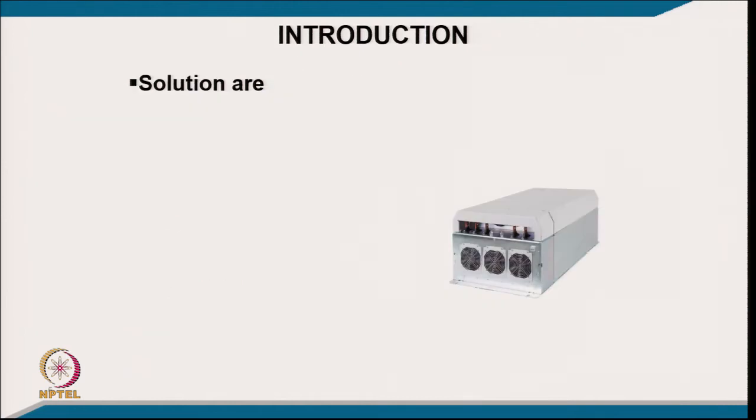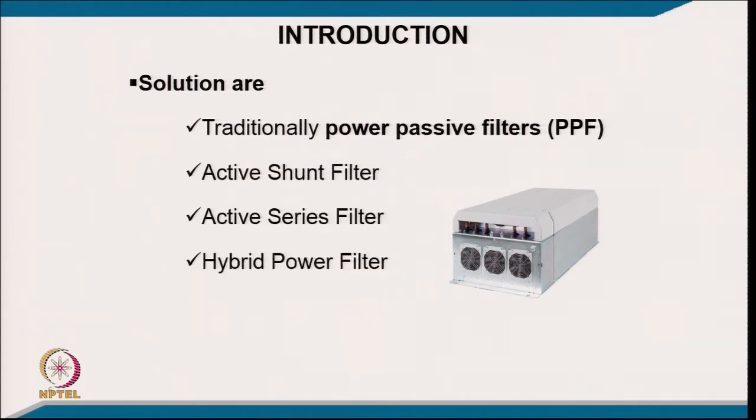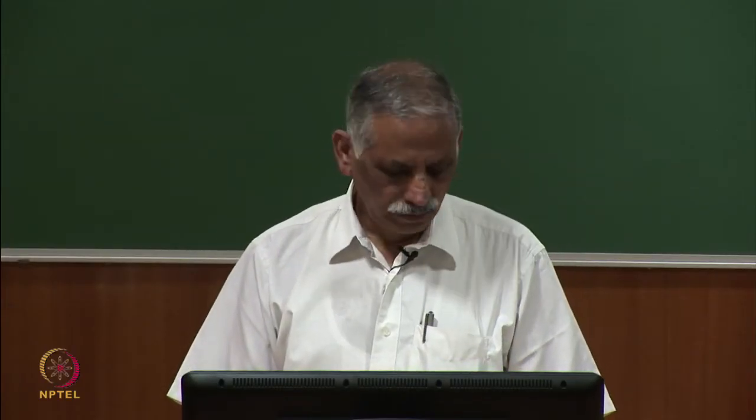And the solution for these problems caused by nonlinear loads in the distribution system is, conventionally, passive power filters, which we call PPF in short, or it can be active shunt filters, active series filters, and hybrid power filters. We will cover these topics in the forthcoming lectures.